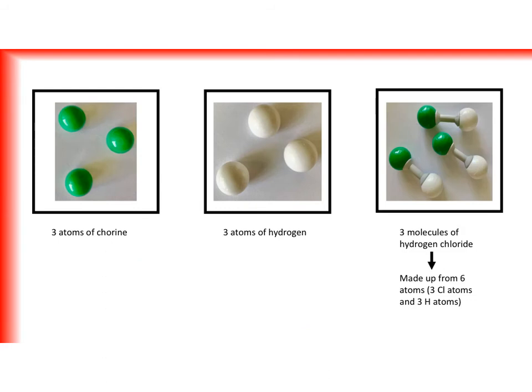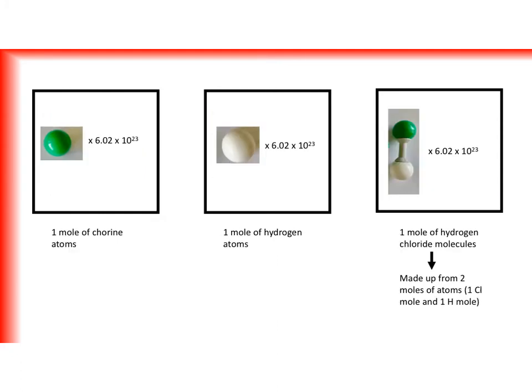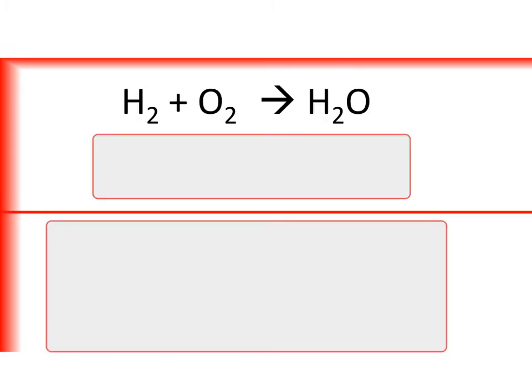In a very similar way, I have got 3 atoms of chlorine, 3 atoms of hydrogen and 3 molecules of hydrogen chloride, and those 3 molecules of hydrogen chloride are made up of 6 atoms, 3 chlorine atoms and 3 hydrogen atoms. And I can just turn these into moles, and I start with 1 mole of chlorine atoms and a mole of hydrogen atoms, and I produce a mole of hydrogen chloride molecules, which is made up of 2 moles of atoms, 1 mole of chlorine atoms and 1 mole of hydrogen atoms.